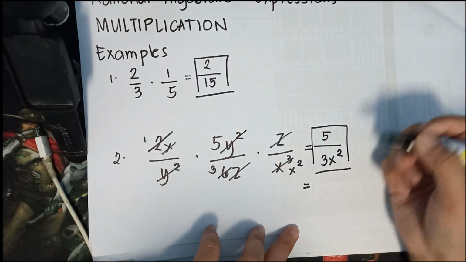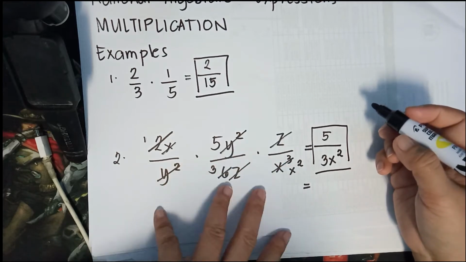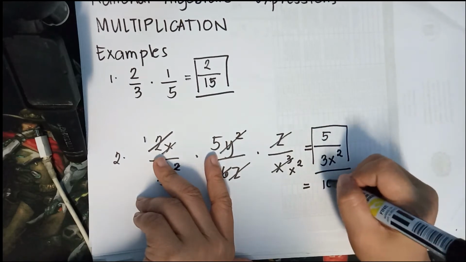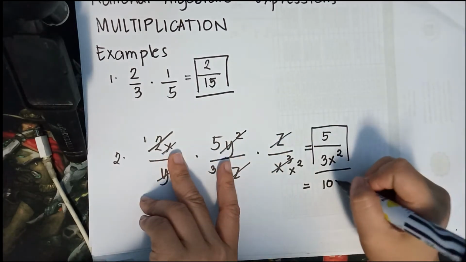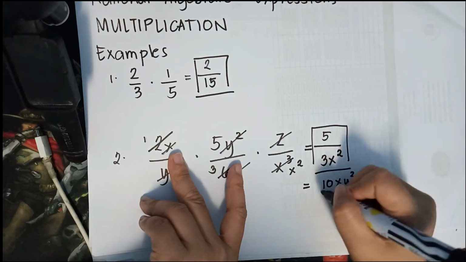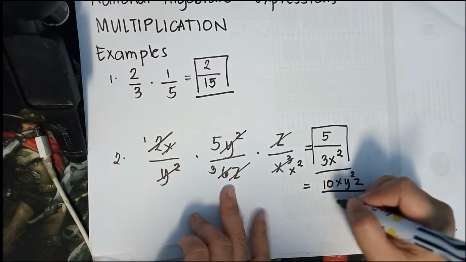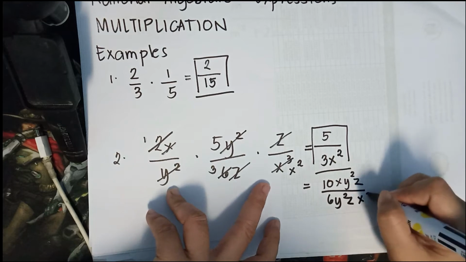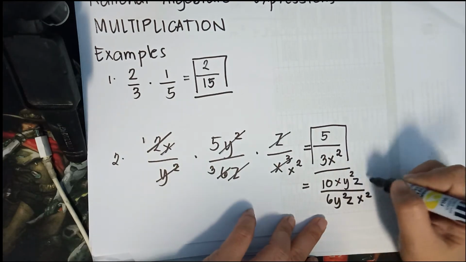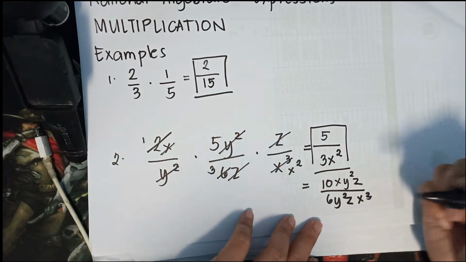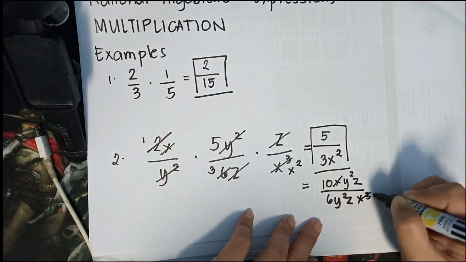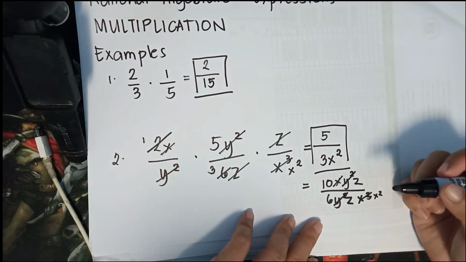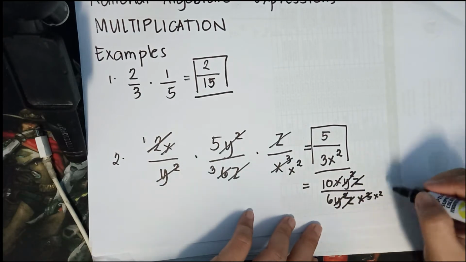Another process is multiply the numerators, the same with denominators. We have 2 times 5, 10, and copy the variables x, y squared, z, over, we have 6, and copy the variables z and x squared. Compare. We have x cubed. X and x cubed will become x squared. Y squared and y squared, that is 1. Z and z, that is also 1.